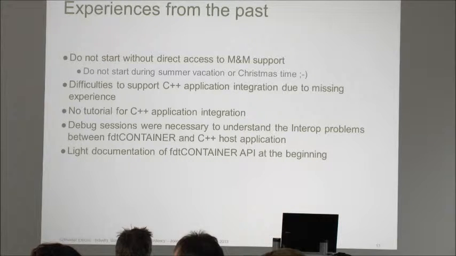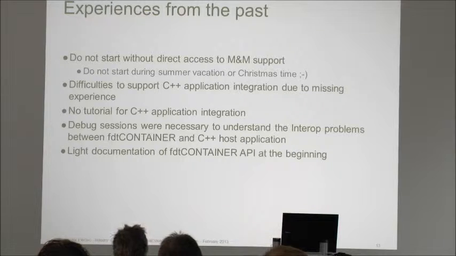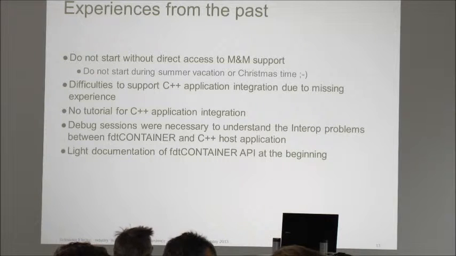So we had these problems driven by the component interfaces, or the memory consumption, or something like that? No, I think they were really COM interoperability problems between the COM world on the C++ side and the .NET world. Yeah, this is where we had to struggle for some time, but nevertheless, together with the M&M support and with some debug sessions, we are now in really good shape in regard to this integration of FDT container into our C++ application.